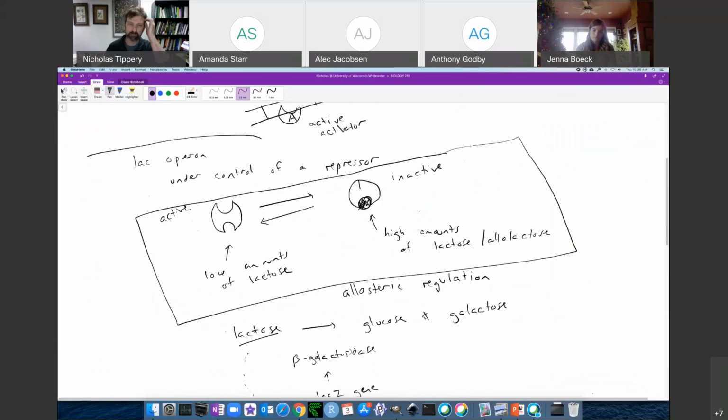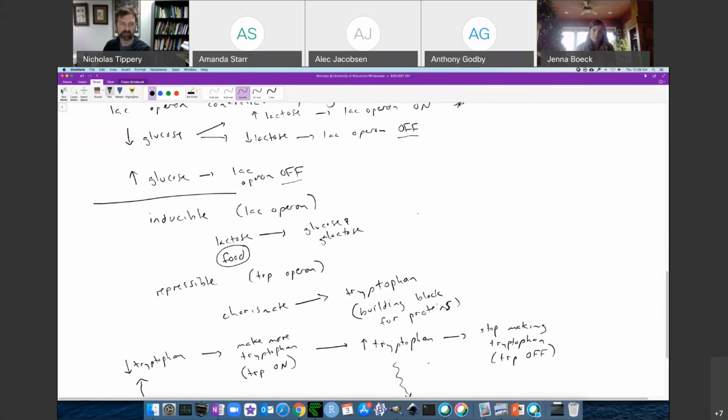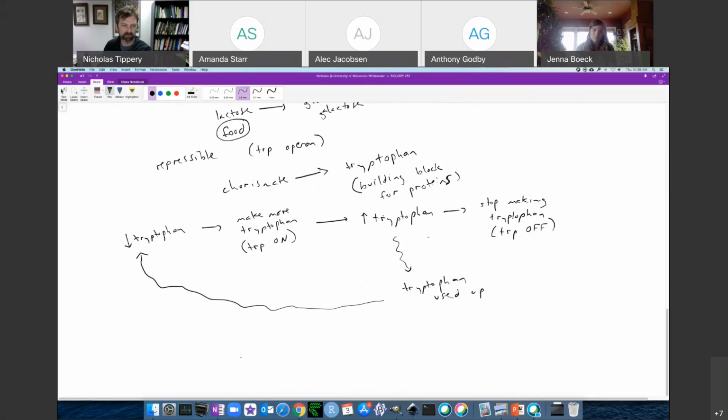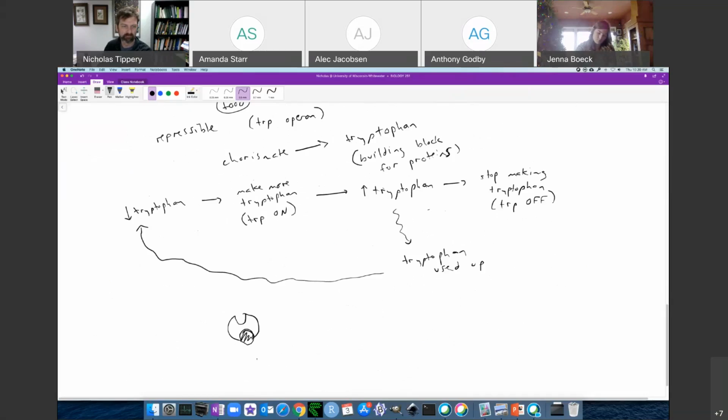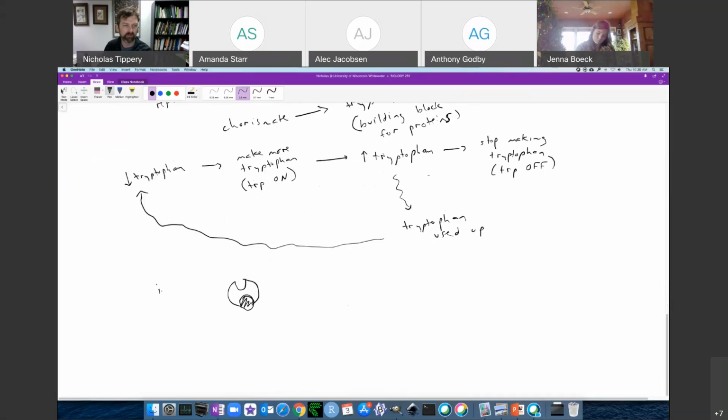So this was the repressor with the Lac Operon. And the repressor for the Trp Operon is the same principle, but in a different way, where there is the inactive repressor now in the presence of tryptophan.